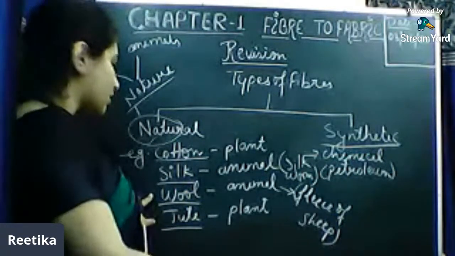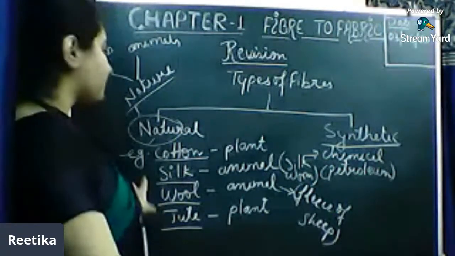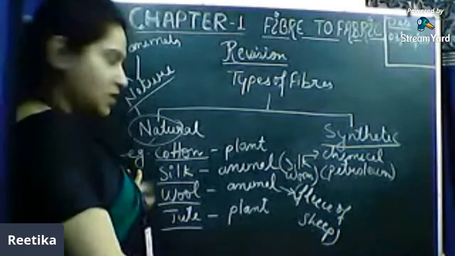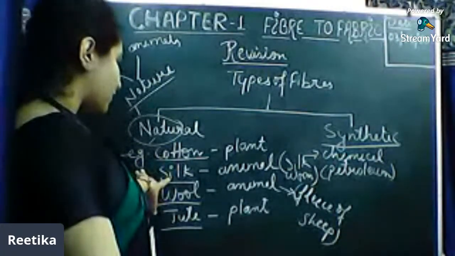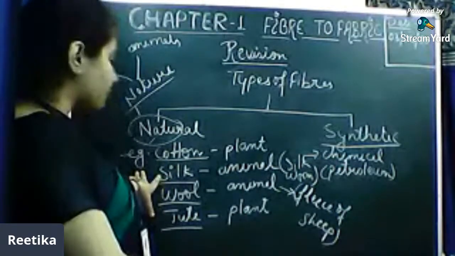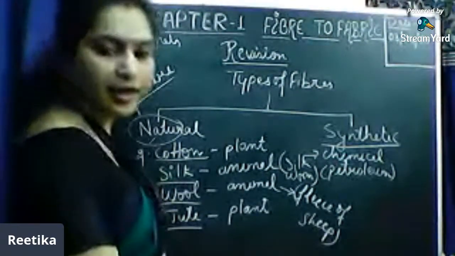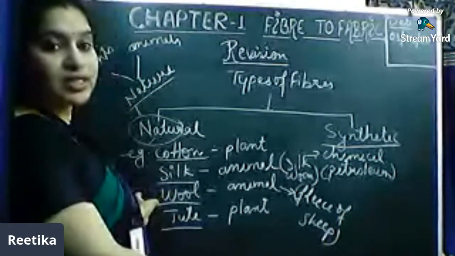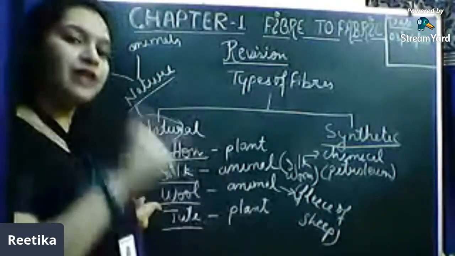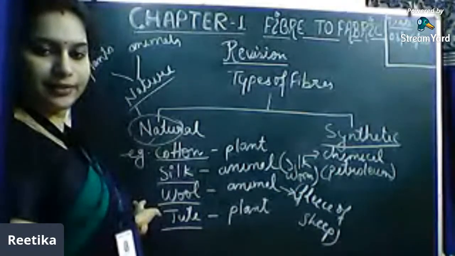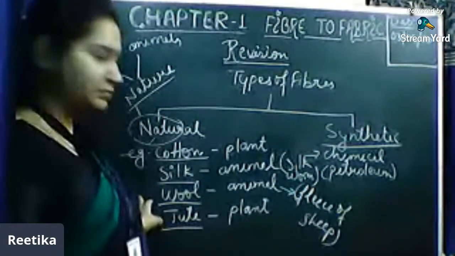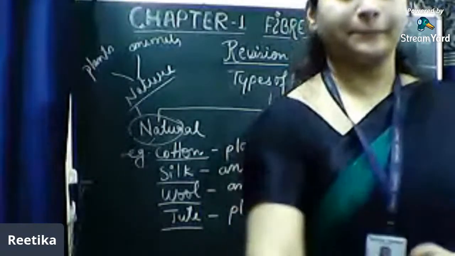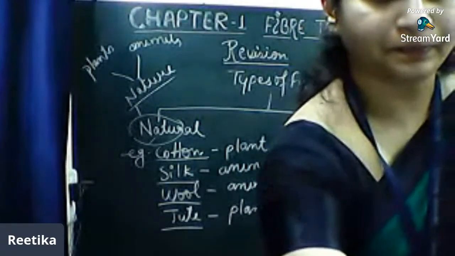Very good. So this is clear. Natural fiber examples are cotton, silk, wool, and jute. Among these, cotton is a plant fiber, jute is a plant fiber, whereas silk and wool are animal fibers. Clear with this? Now we'll study the production of it that we have already studied earlier. Okay? Is it clear to everyone?